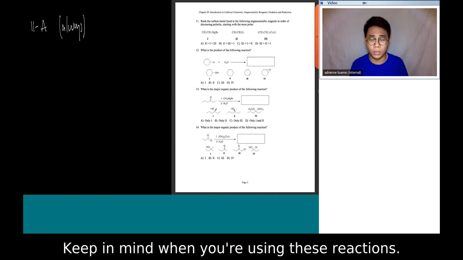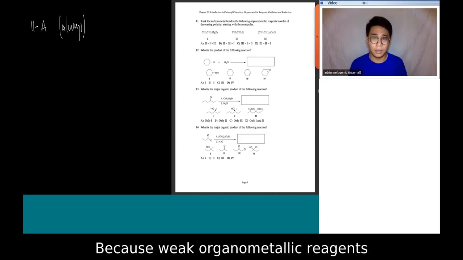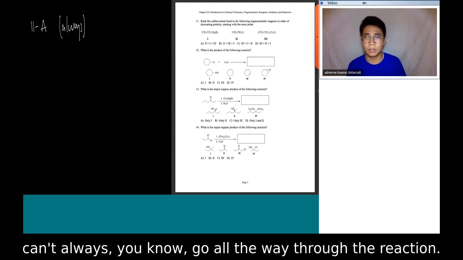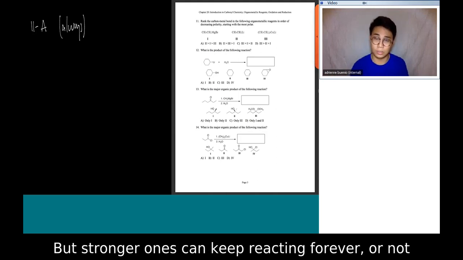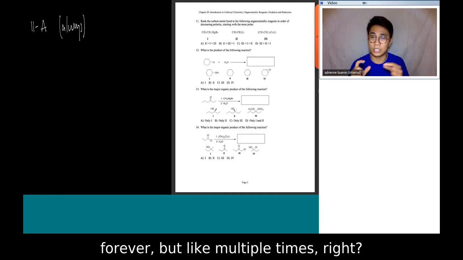Keep in mind when you're using these reactions because weak organometallic reagents can't always go all the way through the reaction, but stronger ones can keep reacting, not forever, but multiple times, right?